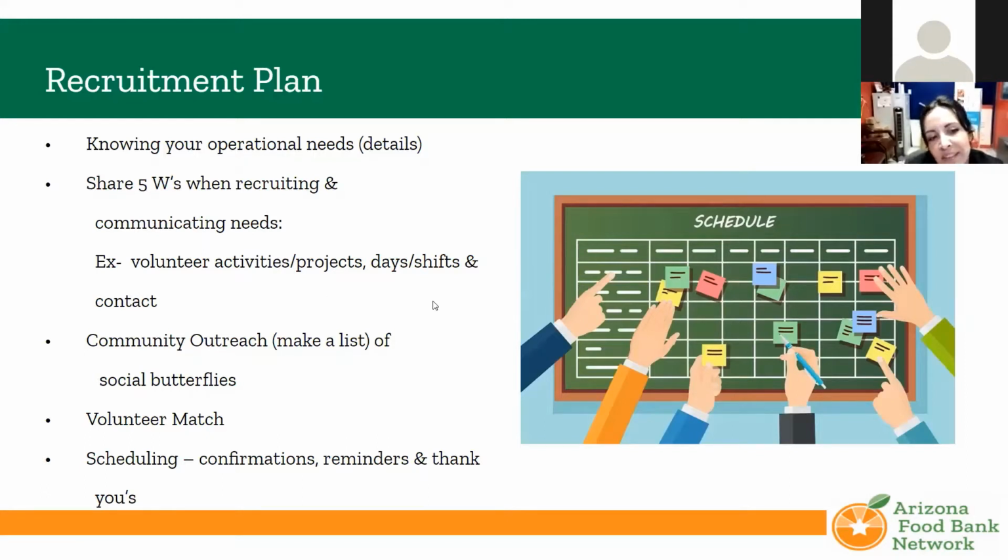And then another thing I like to do is to make a list of social butterflies when you're doing your community outreach. What I mean by that is you always want to be in touch with people that will be able to find you a group of volunteers. An example would be a student government advisor at a high school, or maybe the manager of a small grocery store. Anybody that's able to find a network of people to bring to you, those are the people that you always want to reach out to.